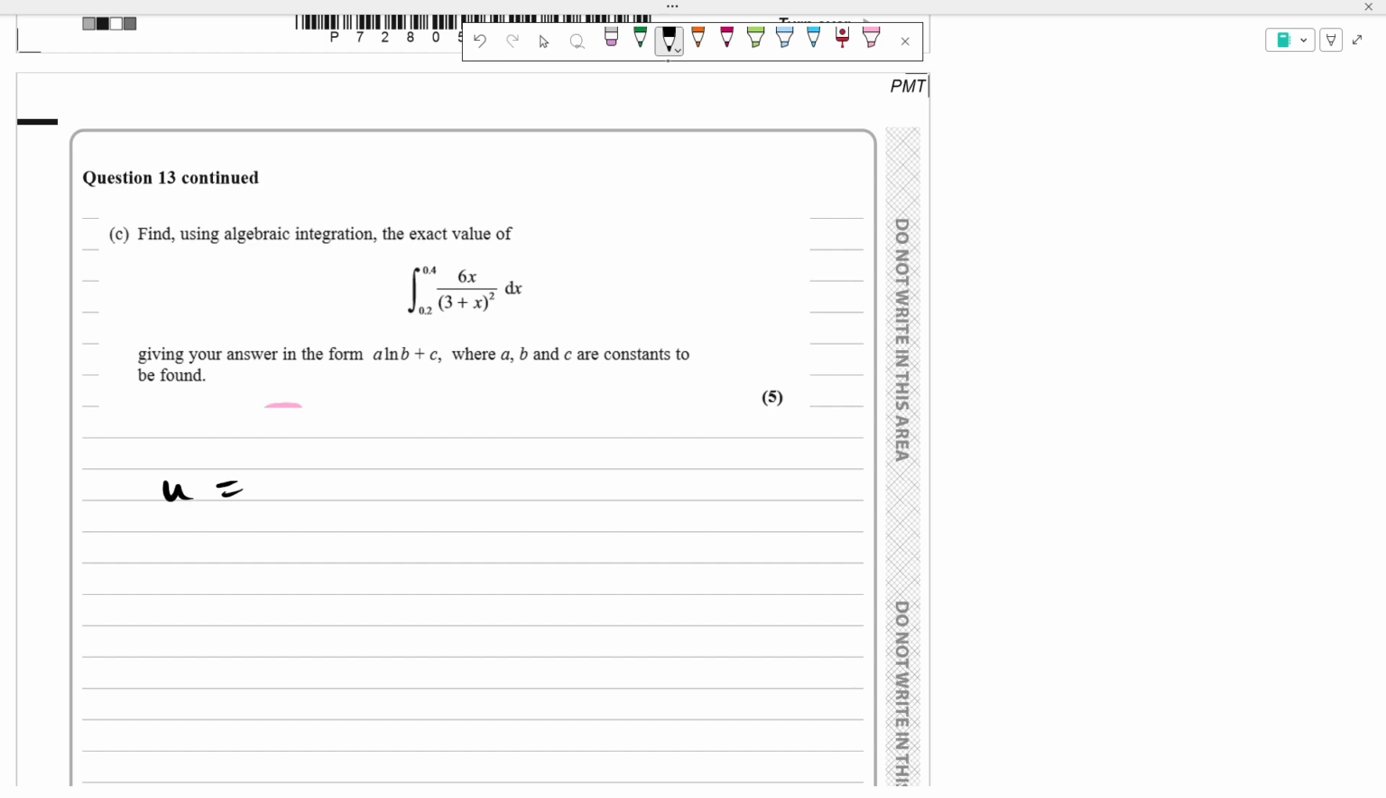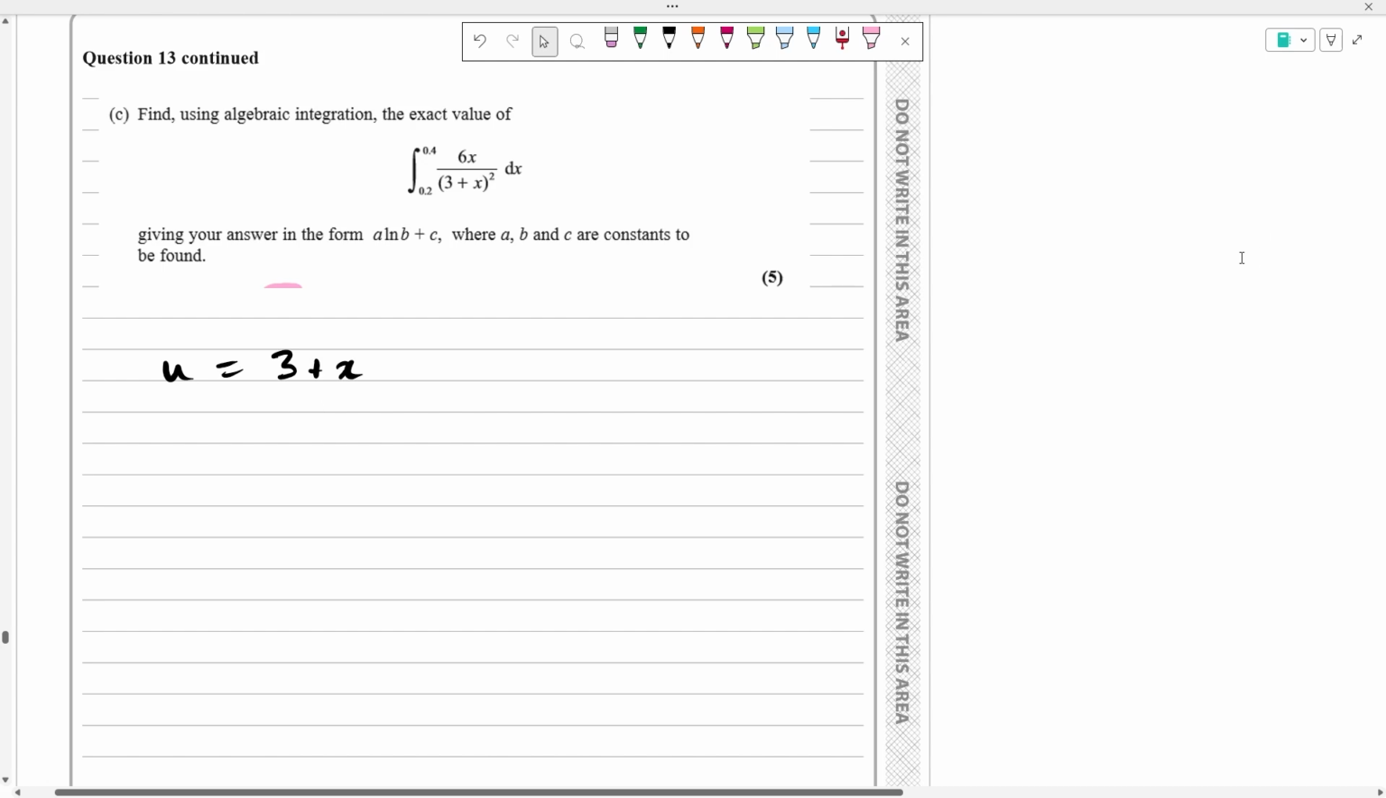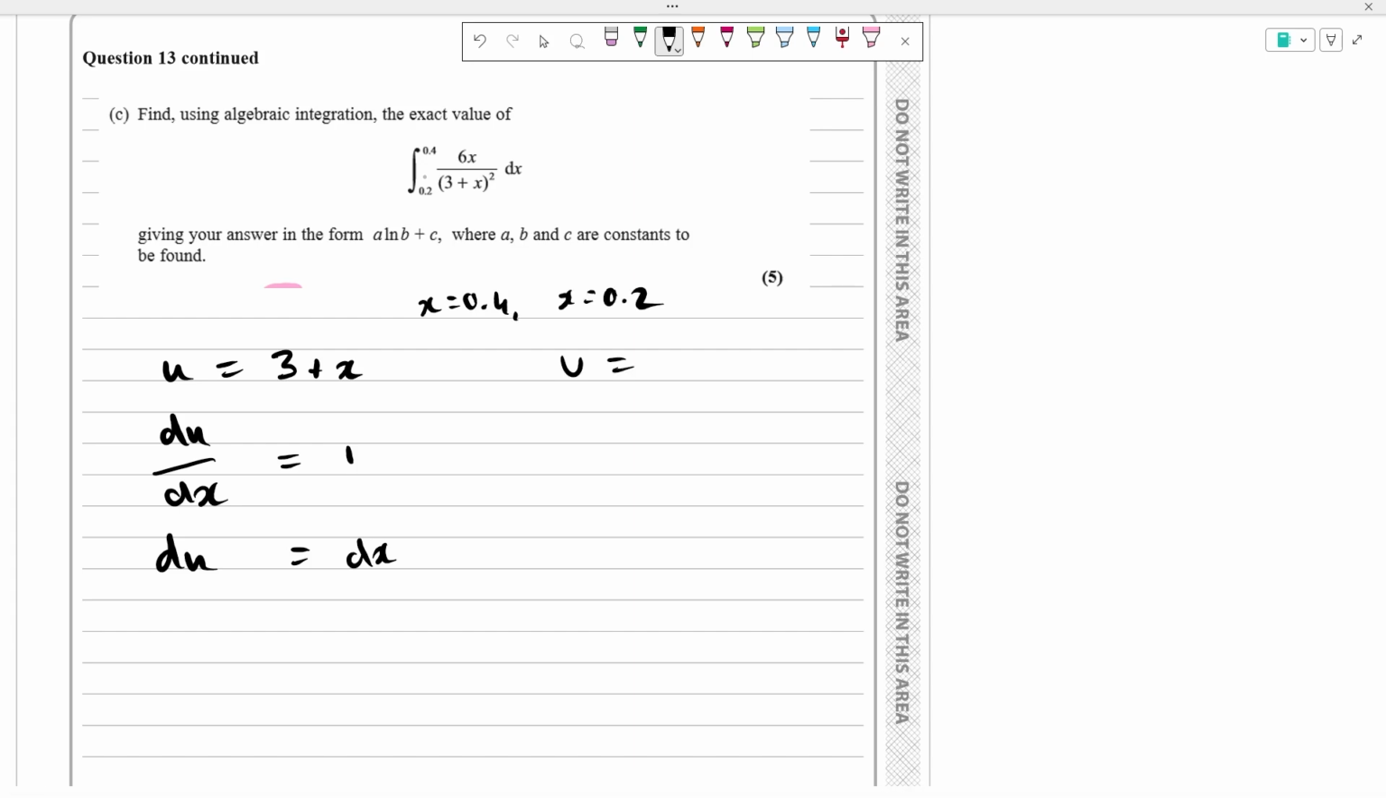So I'm going to do u is equal to 3 plus x. Now whenever you make a substitution, I would recommend that you just go ahead and differentiate it anyway. So that means that du over dx is just equal to 1. And therefore that du must equal dx. Now while you're doing your substitution, let's change our limits. Right now our limits are x limits. So if I sub in x equals 0.4 and x equals 0.2, that means my two new limits are going to be 3.2 and 3.4.